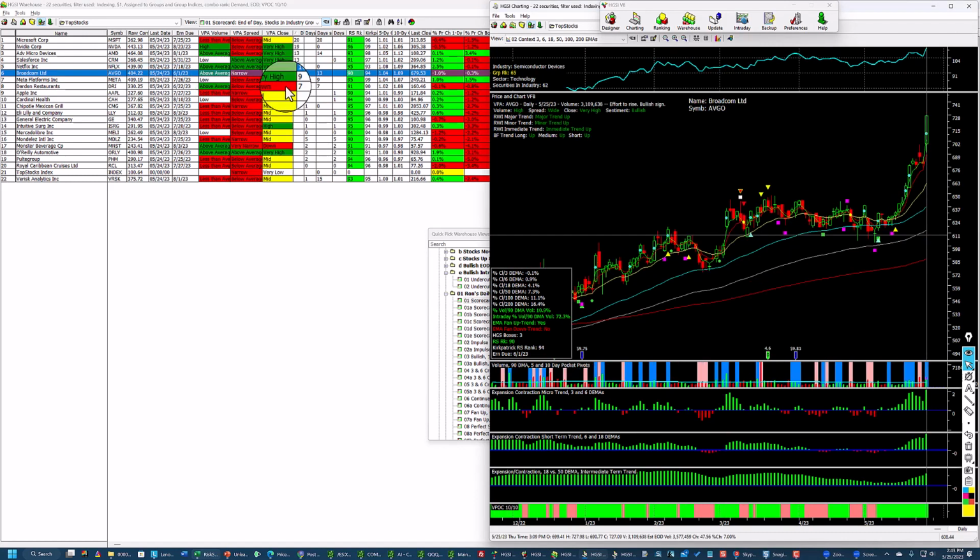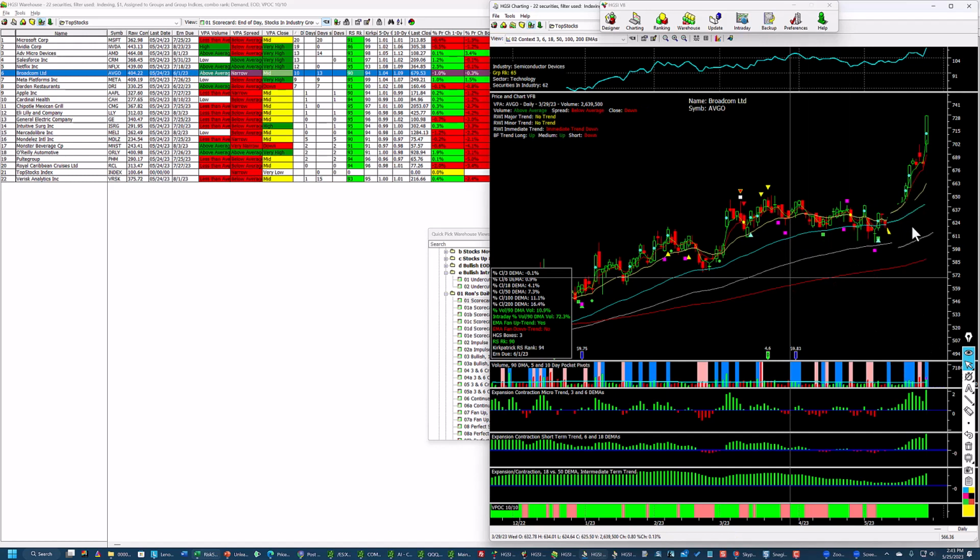Broadcom, look at this thing. Wow. I know there aren't many in the group here that are going to lay out $600 a share, and I don't think these are very liquid on the options. I'll look at that some other time.